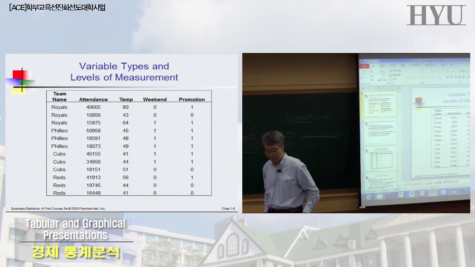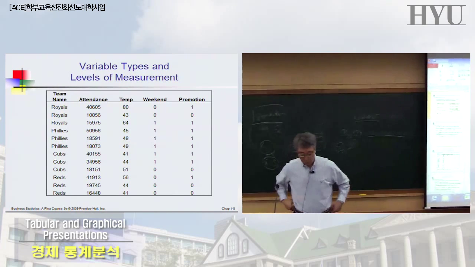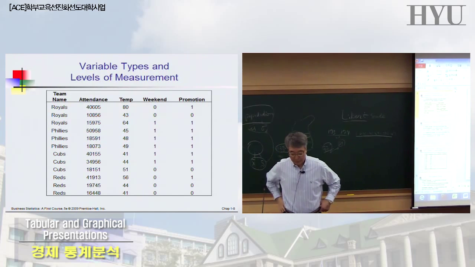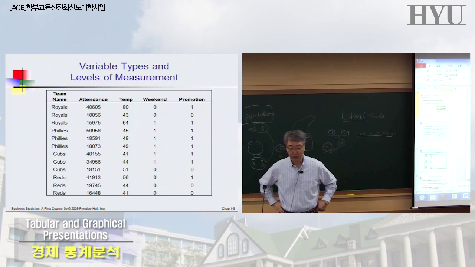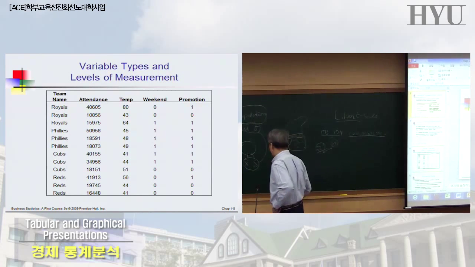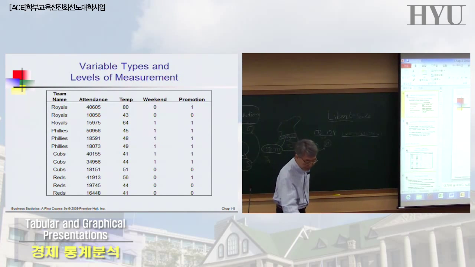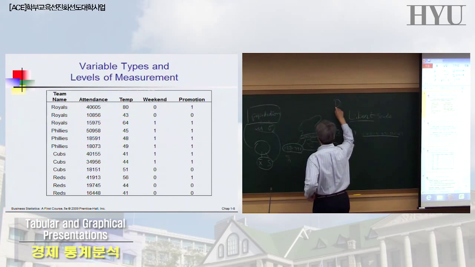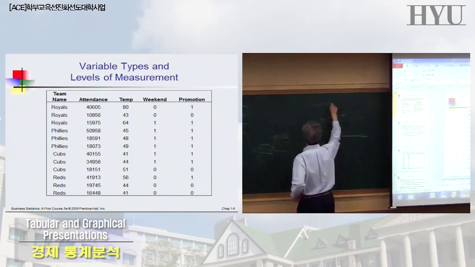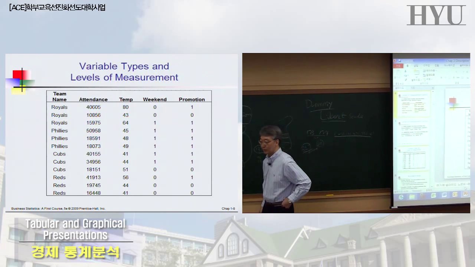Good, very good. Well, the next two variables are kind of weird. It says weekend promotion. If you take the next class next semester, Introduction to Econometrics, you'll learn about this type of variable. These are not real variables. These are artificial variables. So in statistics, we call it a dummy variable. What is a dummy?